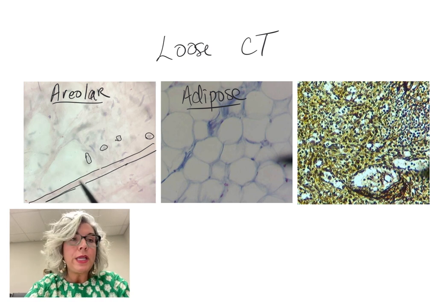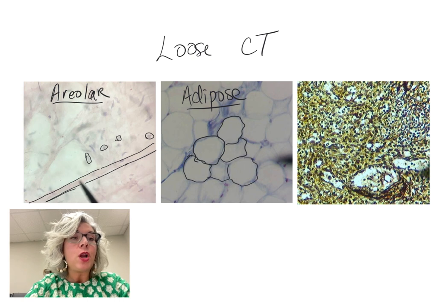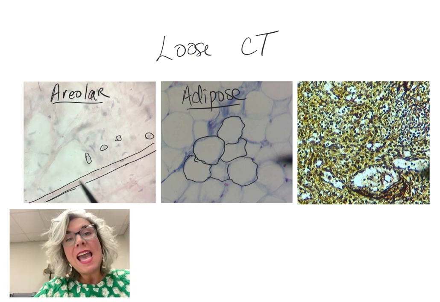I'm going to circle one here. This is a cell right here. Here's another cell beside it. You see, there's not a whole lot of matrix between these cells. That's because these adipocytes are all swelled up, full of lipids. I'm outlining all of them right there. We call these cells adipocytes. I'm going to draw an arrow right here and write that word. Adipocytes.